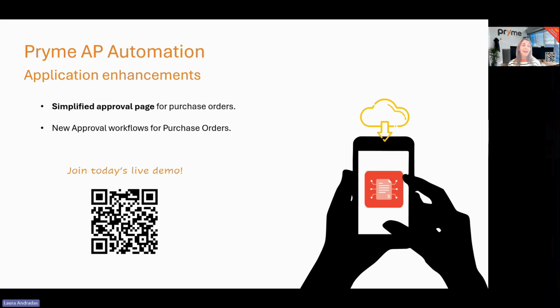And last but not least, our newest application, the Pryme AP Automation, which will help you turbocharge your accounts payable in Business Central. Here we have a new simplified approval page for purchase orders, which displays only the essential fields required for approvals and includes a larger PDF viewer. Apart from this, we have new approval workflows for purchase orders. And this will allow users to approve, reject, or delegate both headers and lines directly on the simplified purchase order page.